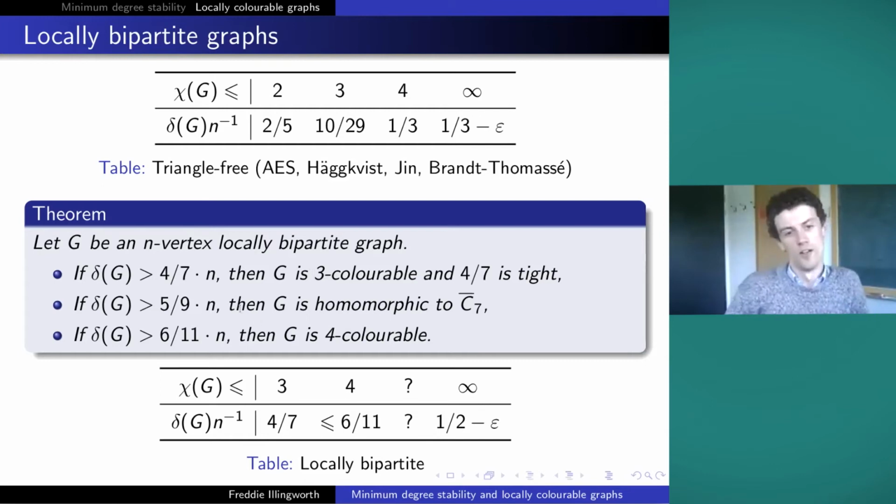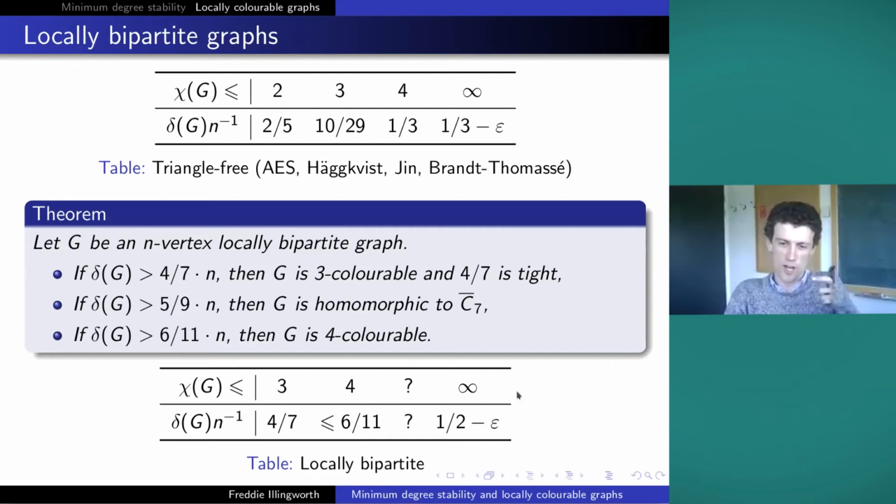In fact, you are. So if you keep dropping down, you might not be 3-colourable, but you definitely are homomorphic to the complement of the 7th cycle. So you have a lot of structure. You can keep going. Right down to 6/11, you're at least 4-colourable. So we've got a table like this, and we don't know if 6/11 is tight. I think we should be able to lower it.